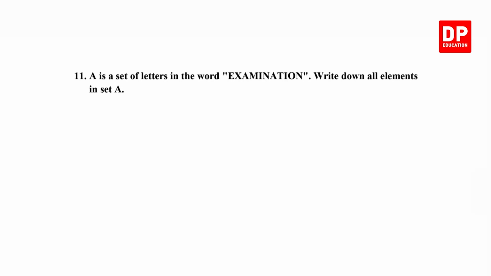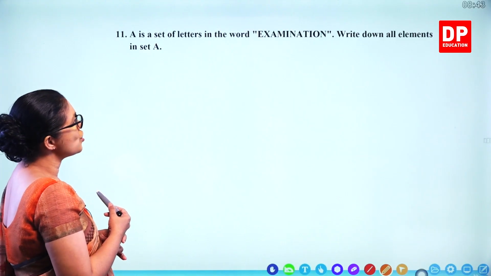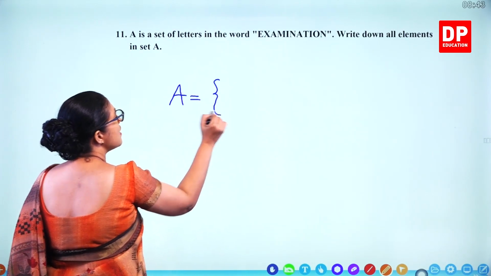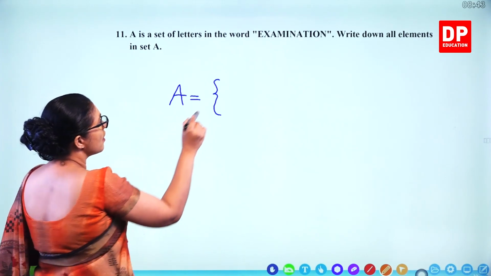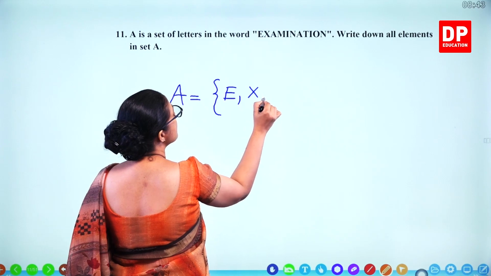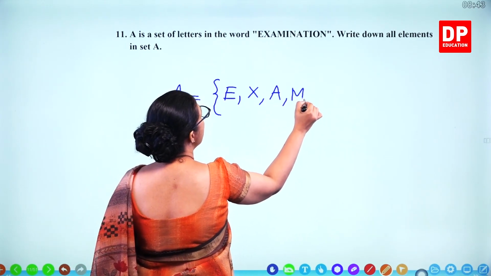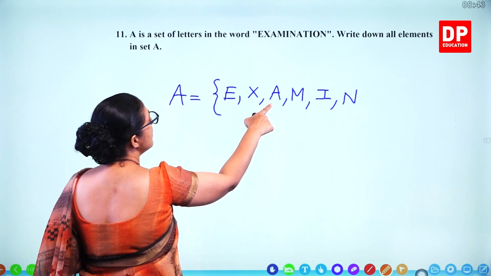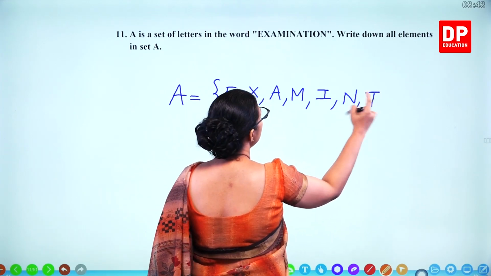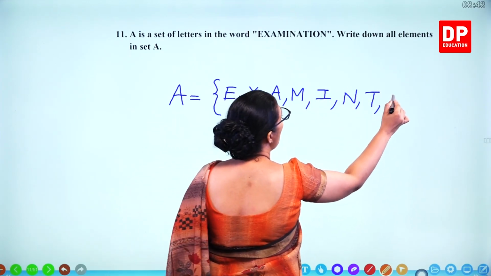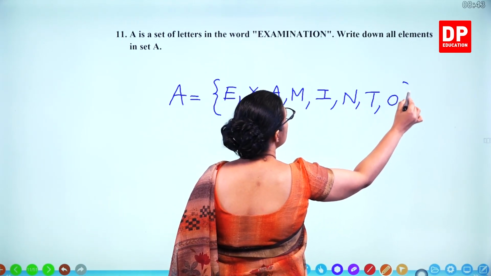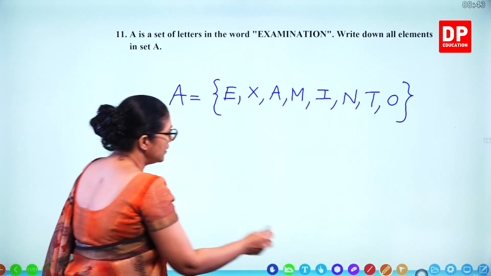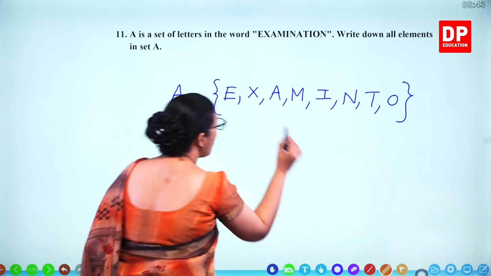Question number 11. A is a set of letters in the word examination. Write down all elements in set A. So we have to write in curly brackets. Don't repeat the same letter. E, X, A, M, I, N, T, O. So these are the different letters in A. So 2 marks for writing all these elements.